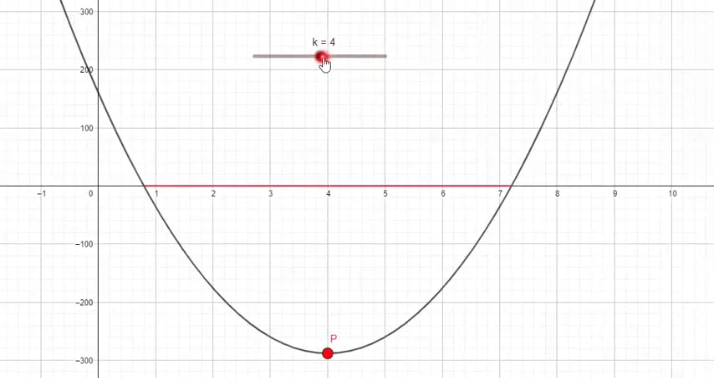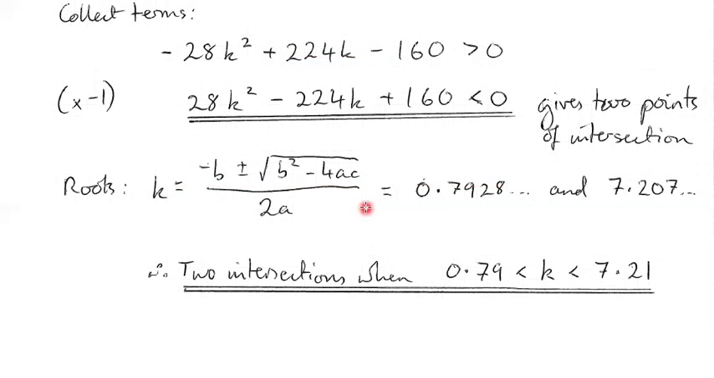I've put this into GeoGebra, just have a look at how it actually is working, and we can see that the solutions to that are just below 1 up to just above 7. Rather than simplifying and trying to solve, I've just decided to use the quadratic formula because it probably won't come out, and certainly here we can see it didn't come out particularly nicely. So here we've got the roots, the 0.7-ish one and the 7-ish one. And then I write it down properly using, again, strict inequality symbols.